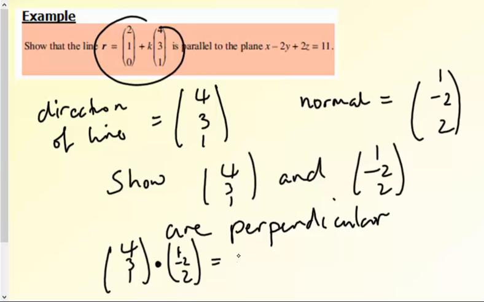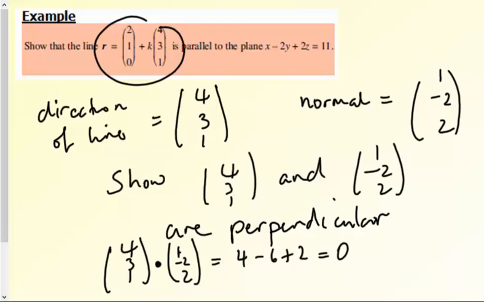Finding the dot product of these two vectors, 4 minus 6 plus 2 is equal to 0. That's fine. But the tricky thing is the reasoning that goes behind it and being able to visualize the problem and work it through. Okay, so that's a good method to see if a line is parallel to a plane.